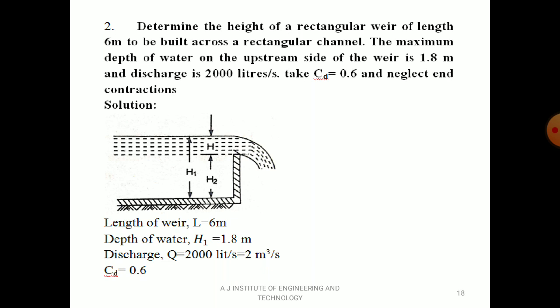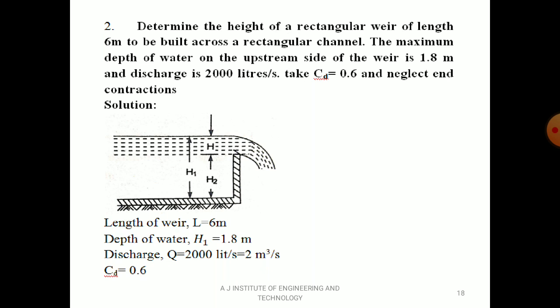Next, discharge is 2000 liters per second. That is capital letter Q. CD value is given as 0.6. So, solution: it is better to draw the diagram, otherwise it is difficult to understand the concept. Capital letter H1 is the maximum depth of water. Capital letter H is the head of water flowing over the weir. So the remaining H1 minus H, that is H2, is the distance you are supposed to find.